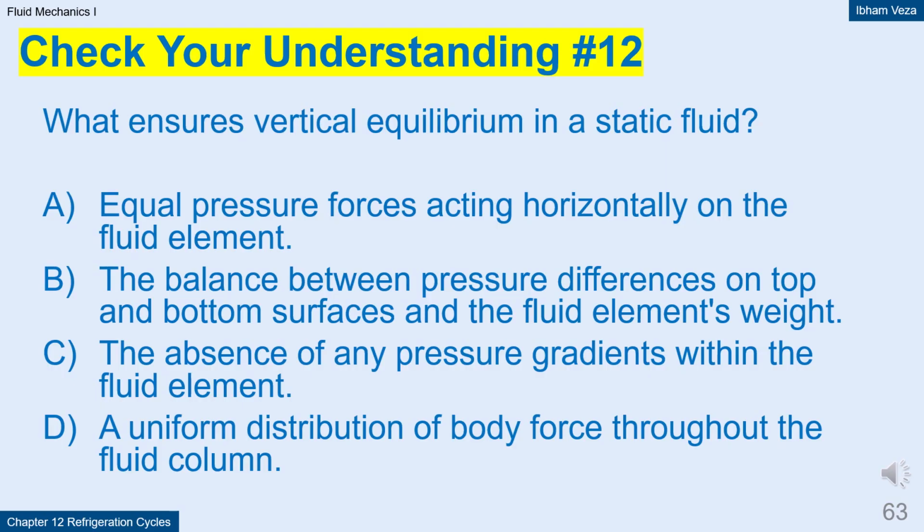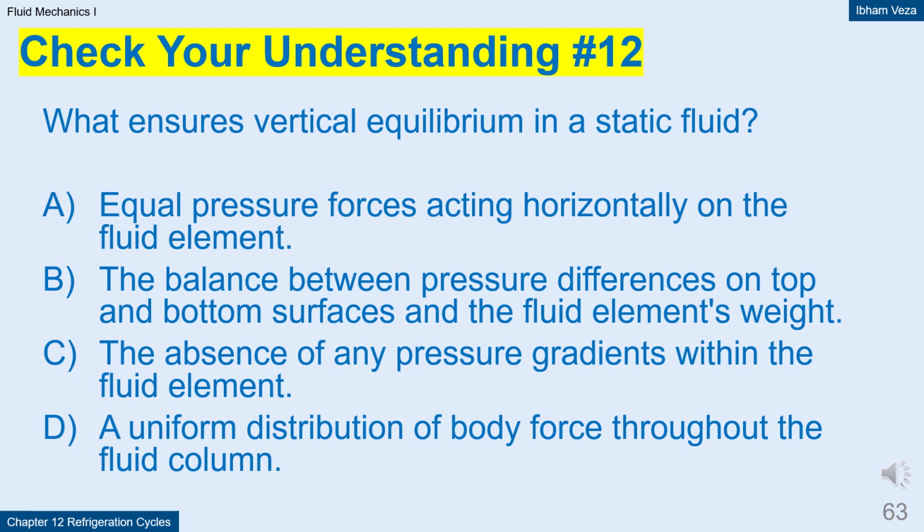Check your understanding. Number 12. What ensures vertical equilibrium in a static fluid? Correct answer, B. The balance between pressure differences on top and bottom surfaces and the fluid element's weight.